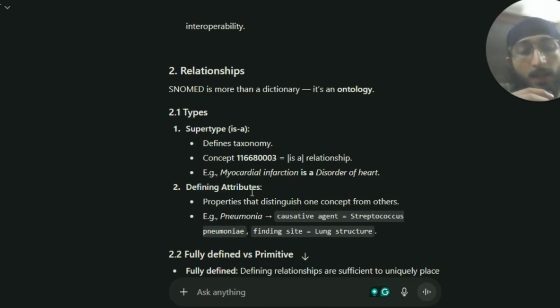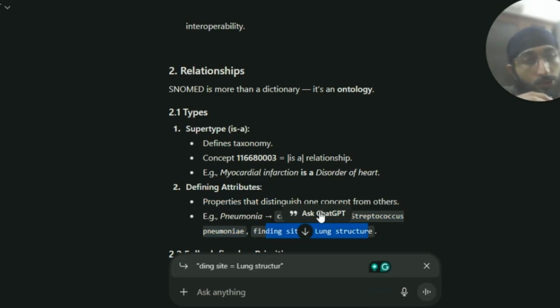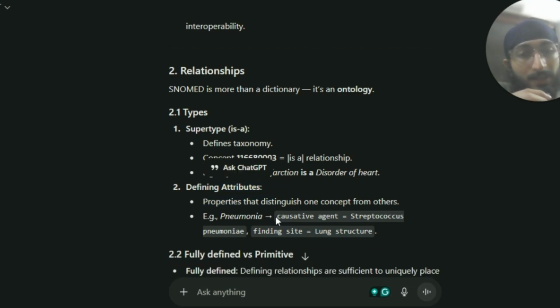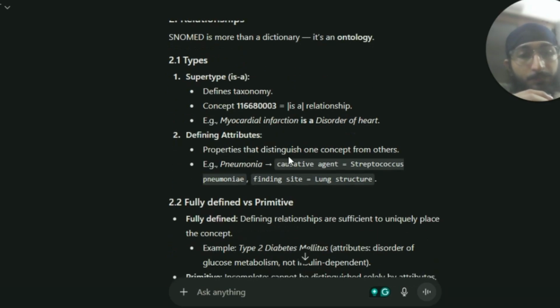Now, secondly, we have the defining attributes, that is, properties that distinguish one concept from another, right? So pneumonia: causative agent is Streptococcus pneumoniae. Finding site is lung structure. So these are the defining attributes, the causative agent and the finding site. These distinguish one concept from another.